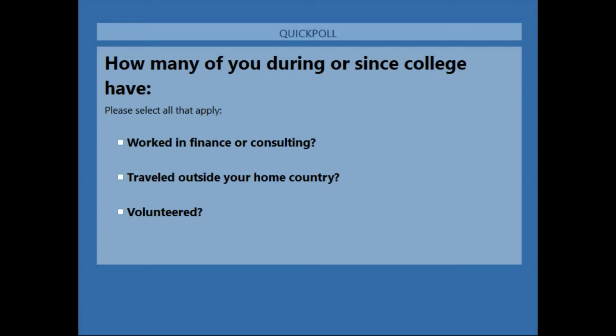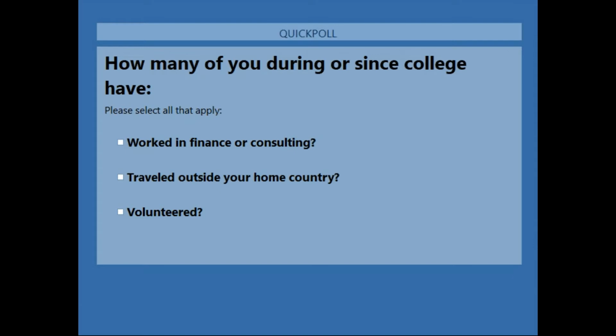So look at the poll I'm presenting. You can choose multiple options here. How many of you have worked in finance or consulting? How many of you have traveled outside your home country? How many of you have volunteered in some capacity in college or since? All right, we have 62% having voted. Let's get it up to 70%. You guys are a pretty active bunch.